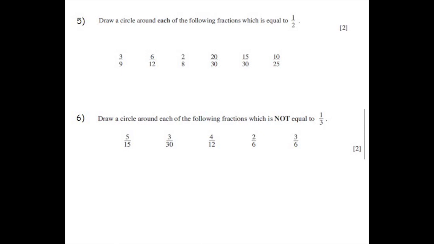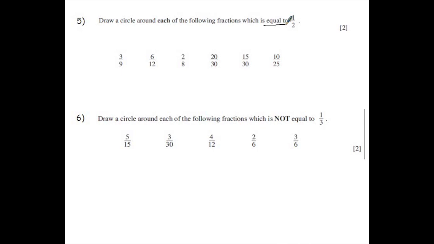2 GCSE questions then. So it says, draw a circle around each of the following fractions which is equal to a half. So you can see we're looking at equal to, which is an equivalent. So you need to look to see if each fraction is equal to a half, equivalent to a half. So a different way of writing down a half. So this first number, you don't need to go through each fraction separately, and if it's a half, draw a circle around it. So this first fraction, 3/9.